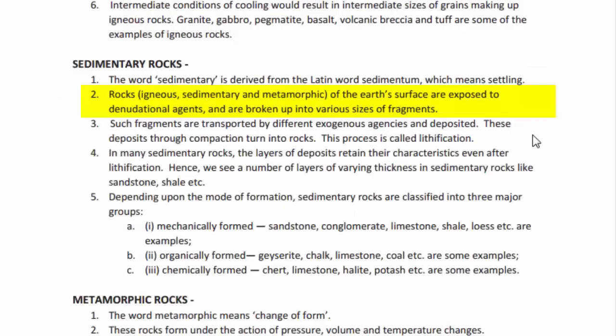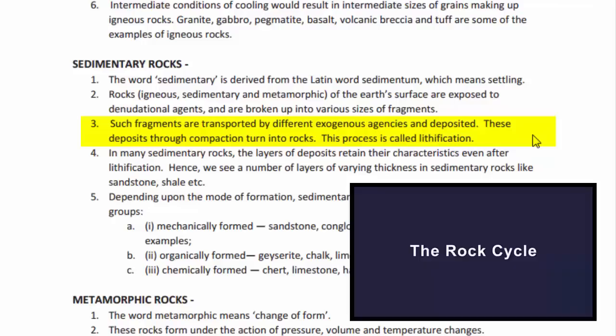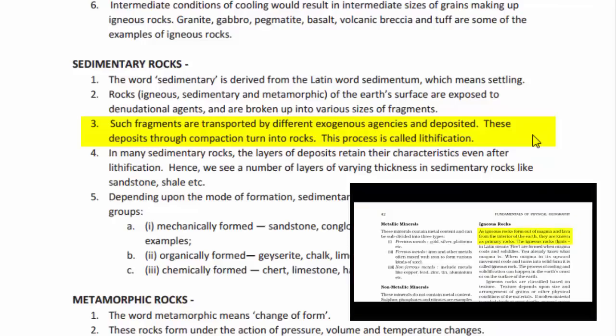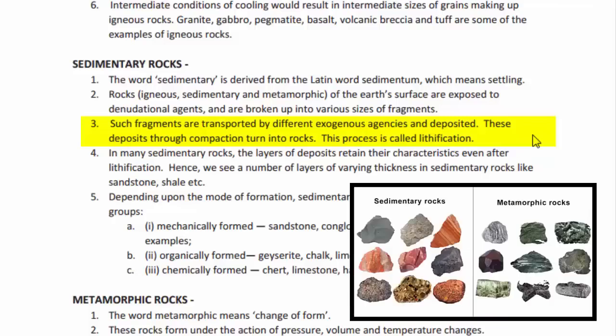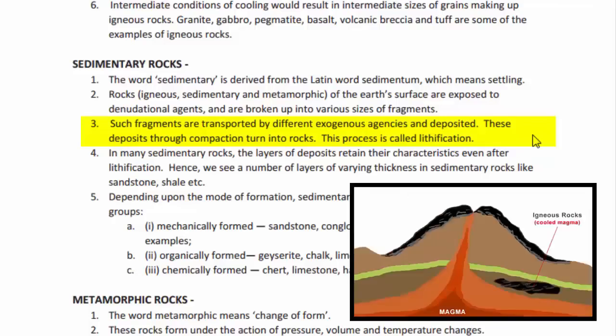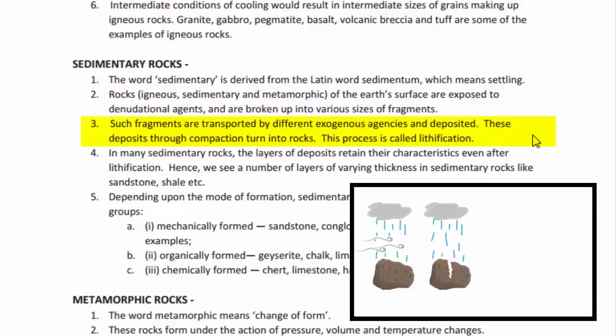It happens to all types of rocks, that is igneous, sedimentary, and metamorphic. Such fragments are transported by different exogenous agencies and deposited. These deposits through compaction turn into rocks. This process is called lithification. Now this process is also known as the rock cycle. I've made a video on it, do check it out. Nature has such a nice way of performing this rock cycle. Rocks are eroded with the help of exogenous forces like wind, air, ice into tiny little soil debris.